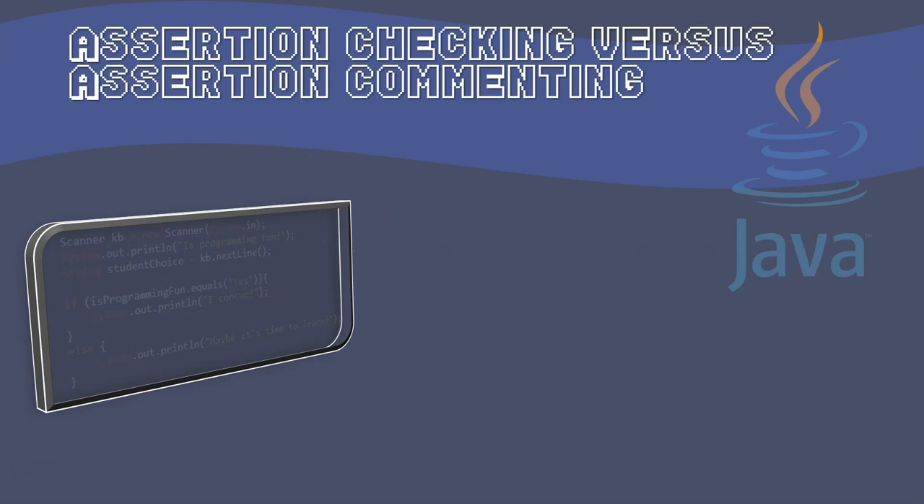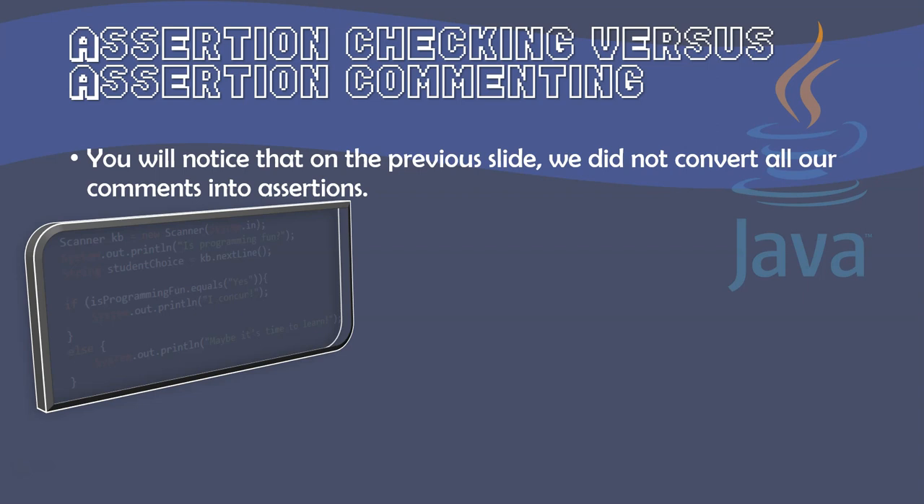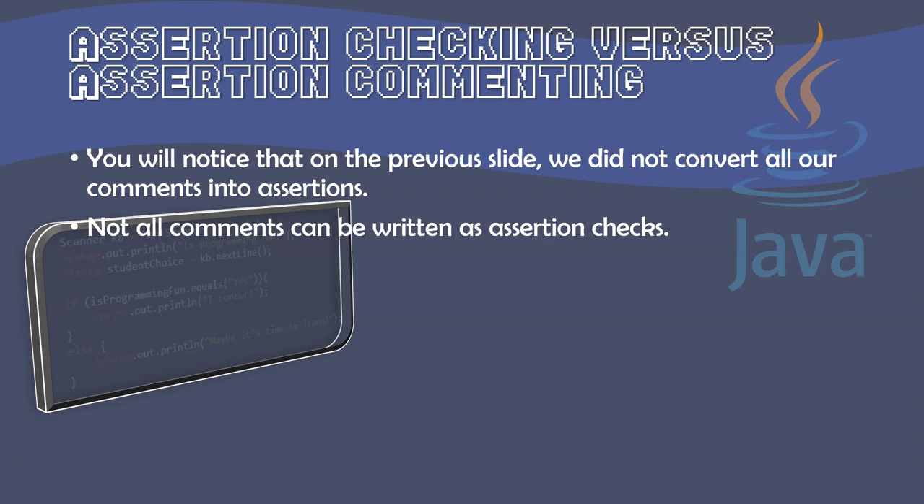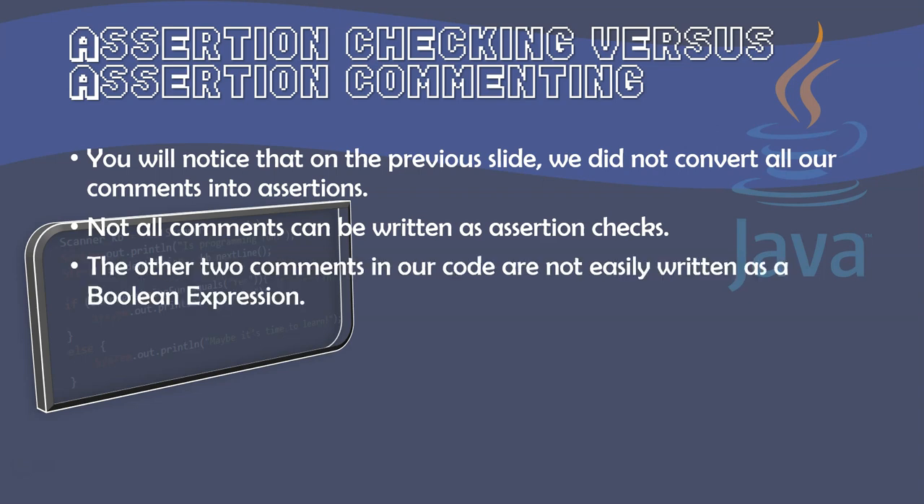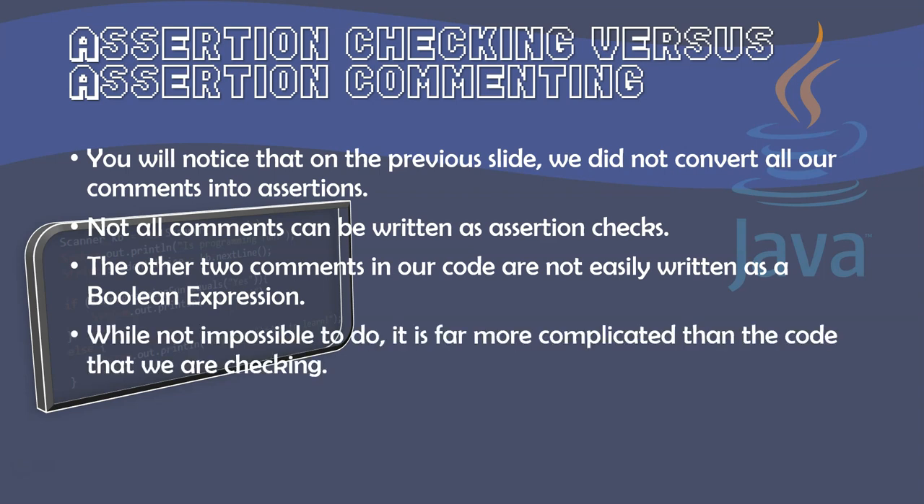So one thing you might notice is there's a difference between an assertion check versus just an assertion comment, where you're asserting that certain values have certain meaning. We didn't convert all of our comments over into assertions because not all comments can be written as assertion checks. The other two comments in the code aren't easily written as a Boolean expression. And while it's not impossible to do so, it's far more complicated than the code that we need to be checking.